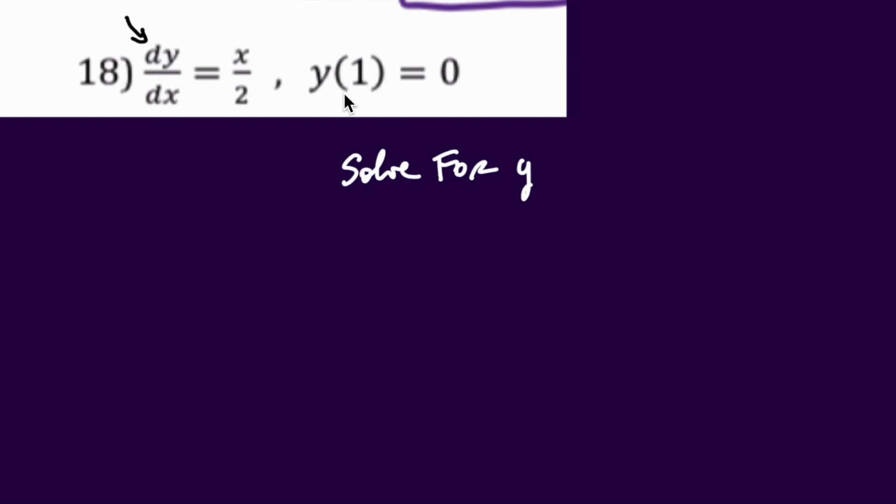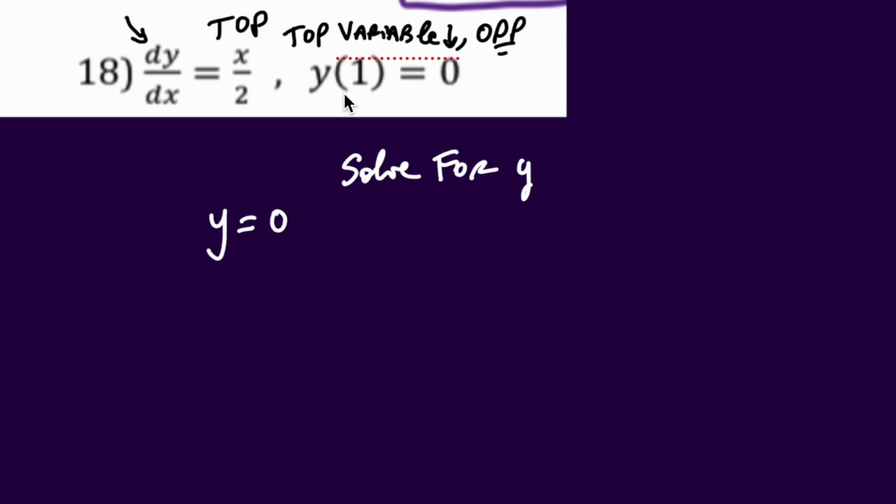Now, whatever's on top, let's write down the word top, that variable is going to correspond to what's on the opposite side of the equal sign. So just remember, the top variable will correspond to the opposite side of the equal sign. So in this particular example, it's clear that the y is going to equal 0 as an initial condition. Whatever's on the bottom, this variable is going to correspond to what is in the parentheses. So for this particular problem, our initial condition is going to be that x equals 1.